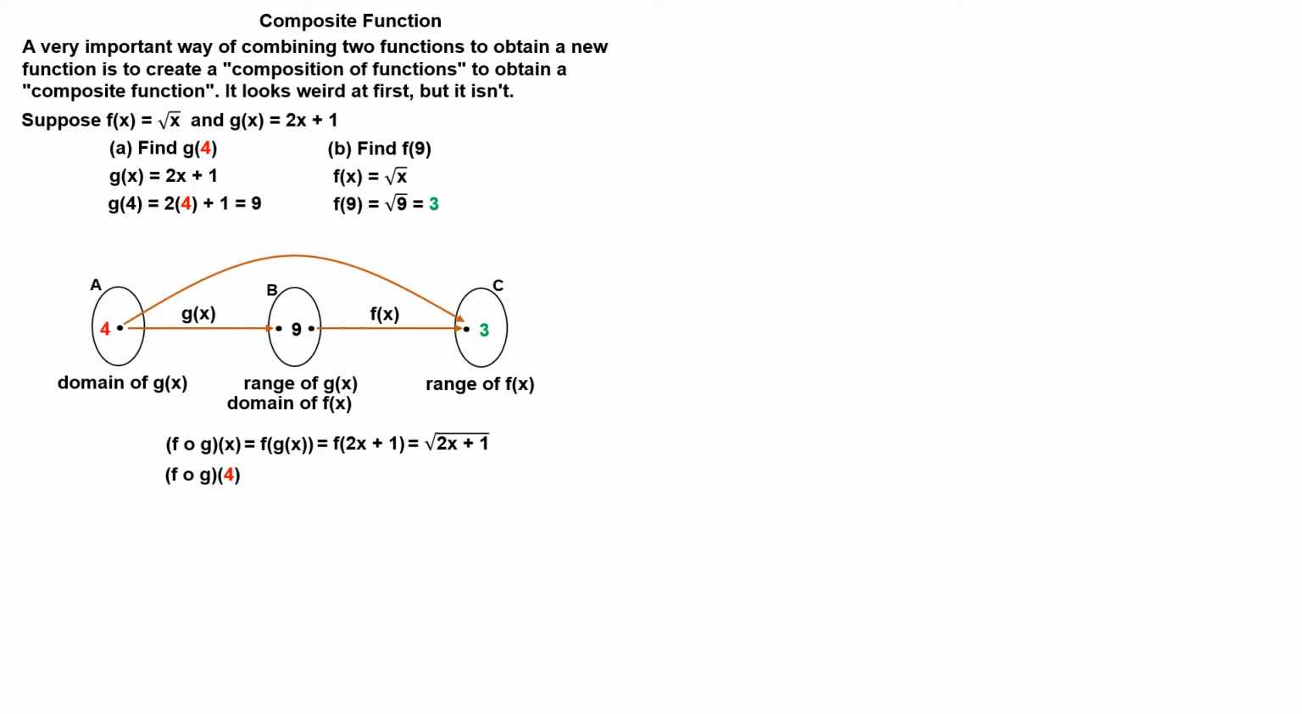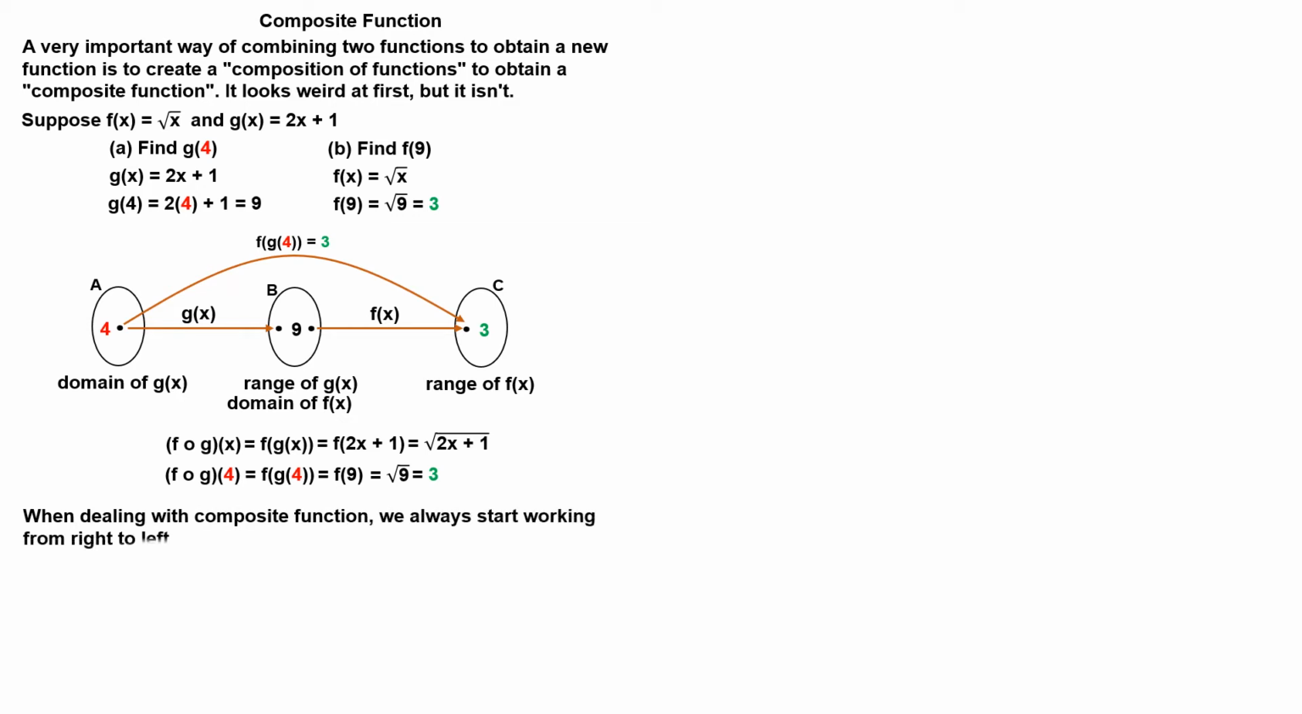Rewrite the composite function to the more intuitive form. Remember that composite function works from the right to the left. f composed with g of 4 is f of 9. And f of 9 is the square root of 9. When dealing with composite functions, we always start working from right to left. Don't forget it.